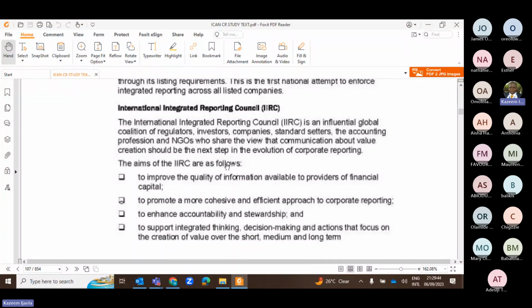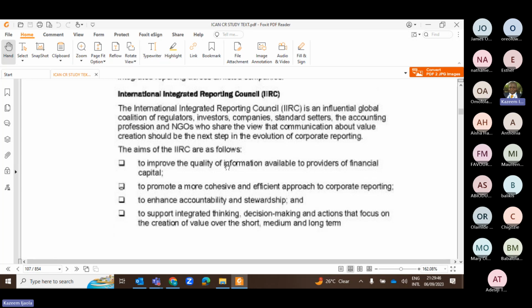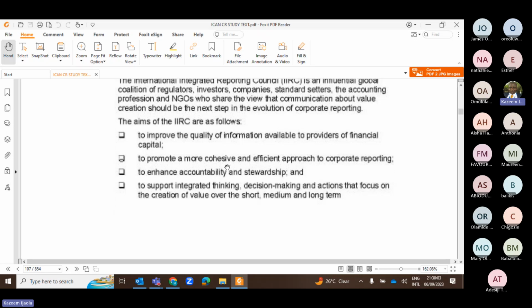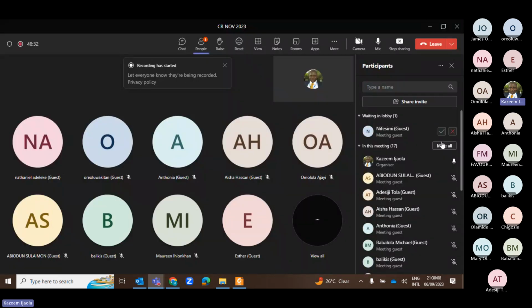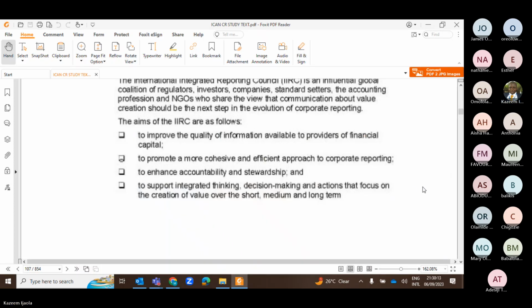So there is a body called the IIRC, the International Integrated Reporting Council. This body defines some of the principles or objectives, or what you are expected to have in your integrated reporting. One of the objectives is to improve the quality of information available to providers of financial capital. That's the basic first thing.